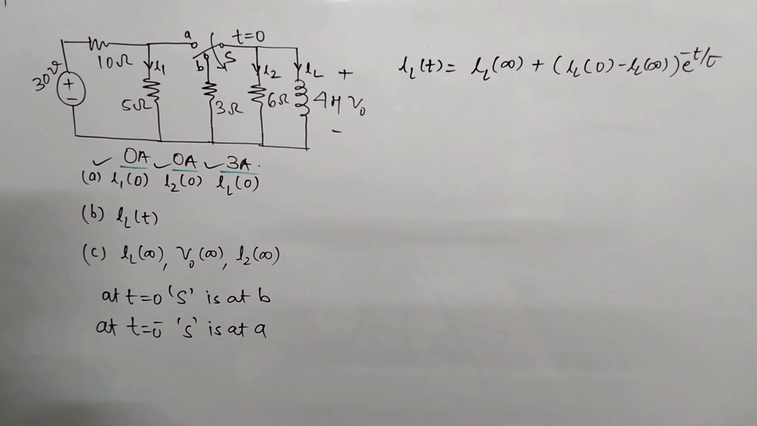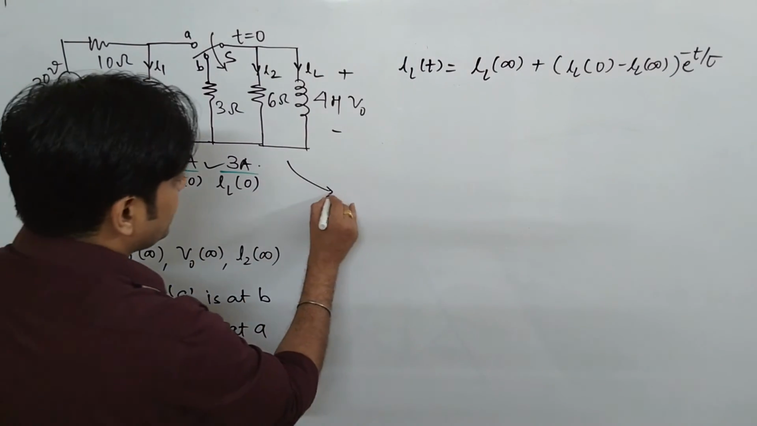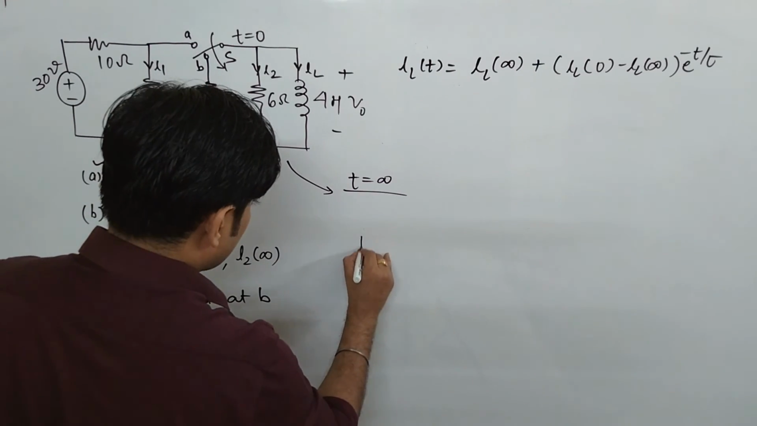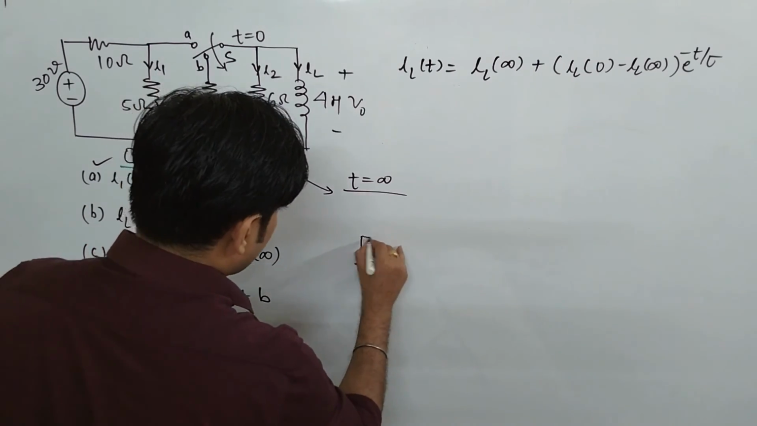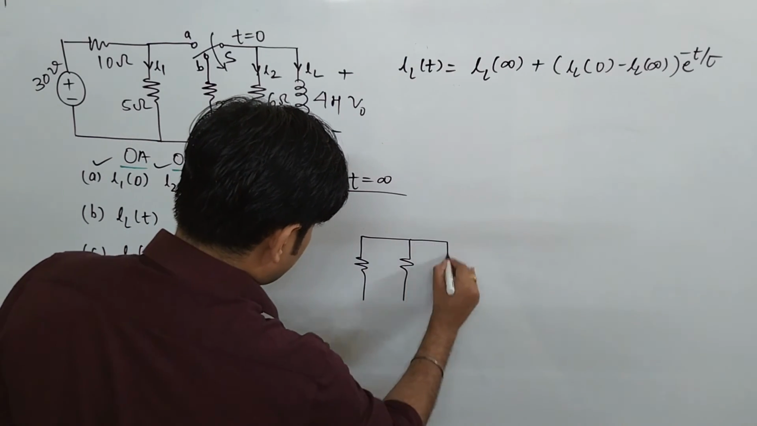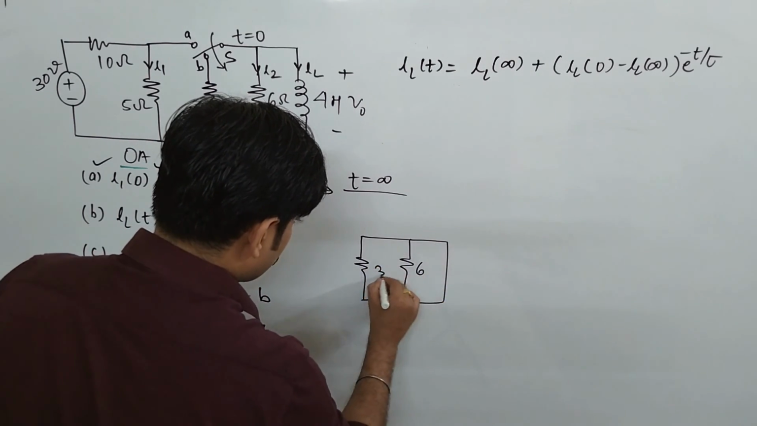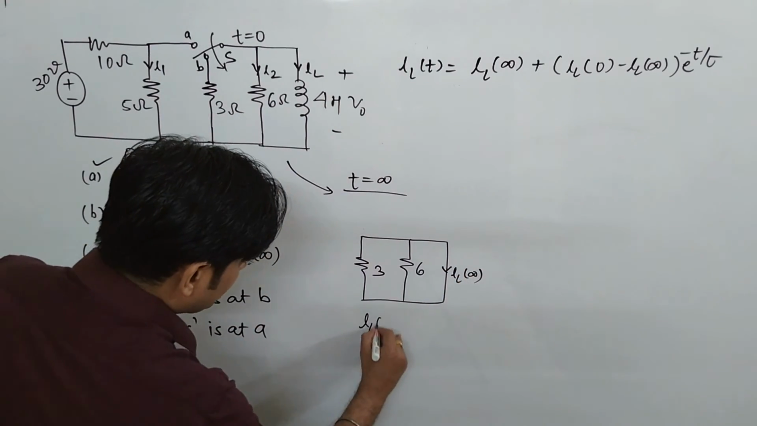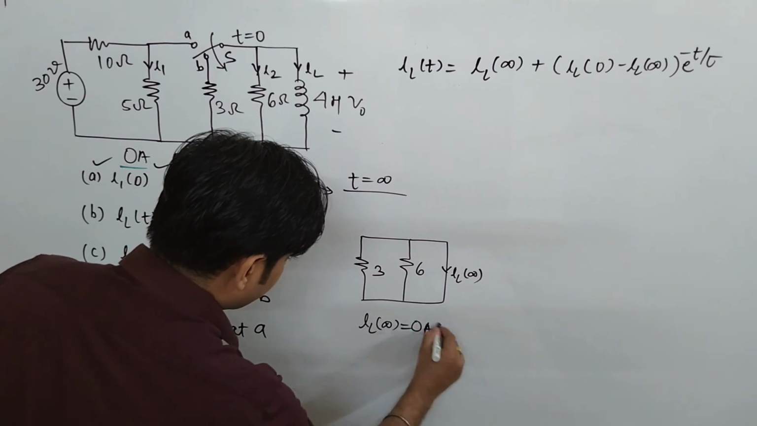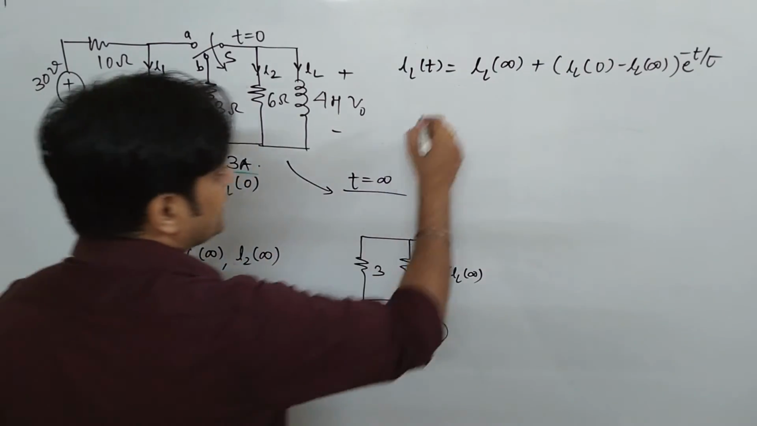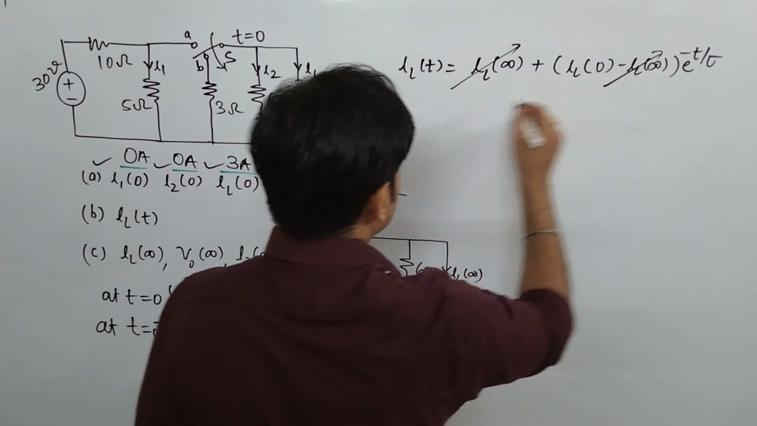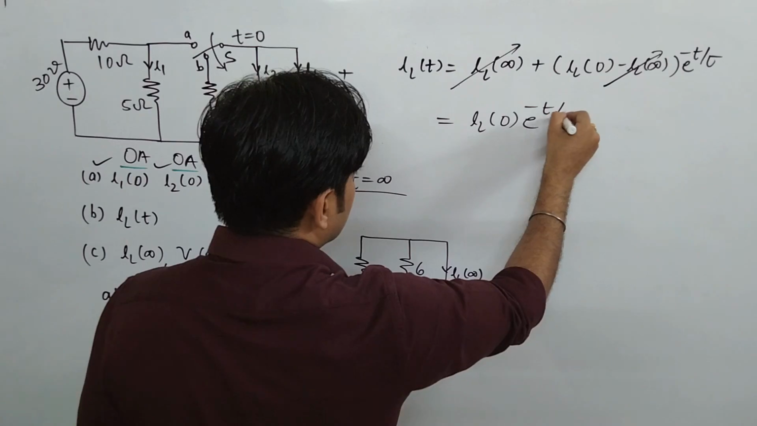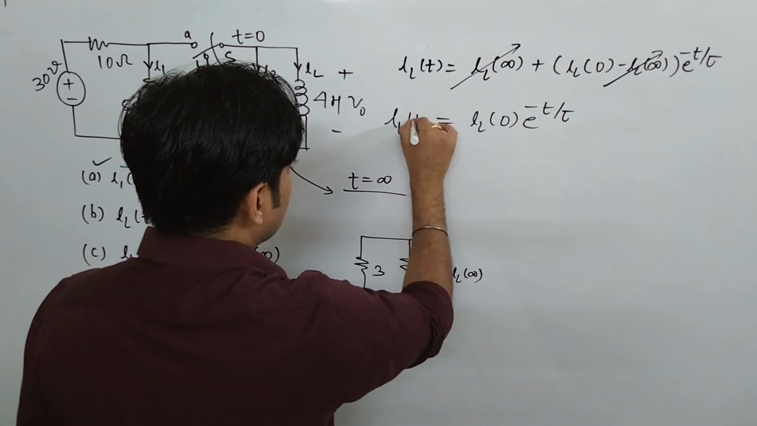If you see directly from this figure, at t equal to infinite, the switch position goes to B. So this is your figure, and this got short circuited. This is 6 ohm, this is 3 ohm. Whatever the current here is IL infinite. So the value of IL infinite is 0 ampere. Yes, because no active source is present. So this goes 0, this goes 0. So from here the solution comes to be IL0 e to the power minus t by tau. This is the value of ILT.